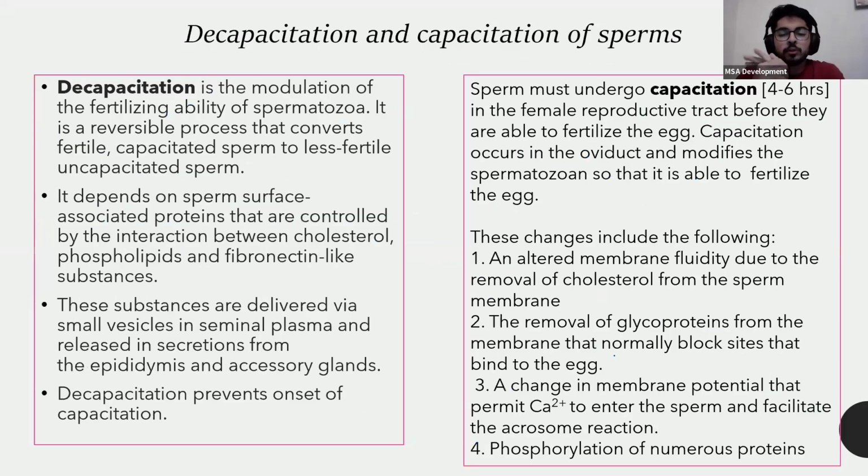Now, the last concept of this lecture is actually decapacitation and capacitation. I'm going to explain capacitation first. So basically, capacitation happens inside the female genital tract, specifically in the oviduct. Okay, and capacitation is basically a series of modifications that the sperm undergoes so that it helps it fertilize the eggs.